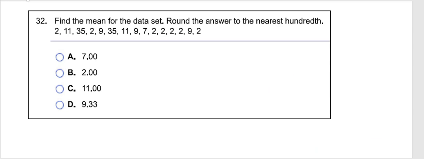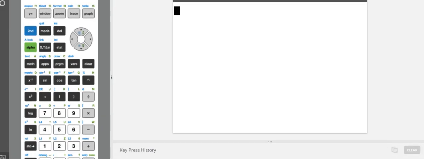Number 32, find the mean for the data set. Round the answer to the nearest hundredth. Okay, there are 1, 2, 3, 4, 5, 6, 7, 8, 9, 10, 11, 12, 13, 14, 15 items in the data set. So I'm going to go over here to my calculator.